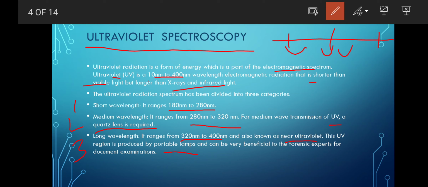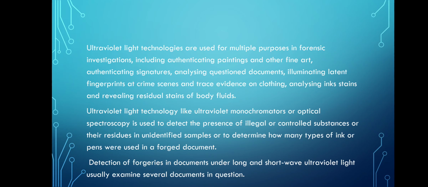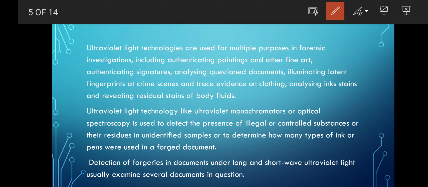They can be very beneficial for a forensic expert in document examination. The ultraviolet light techniques are used multiple times in forensic investigation, including authenticating paints and art. Different types of art forgeries, like painting forgeries, are examined this way.